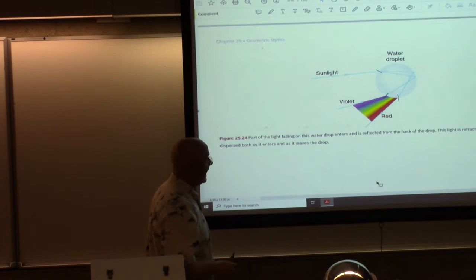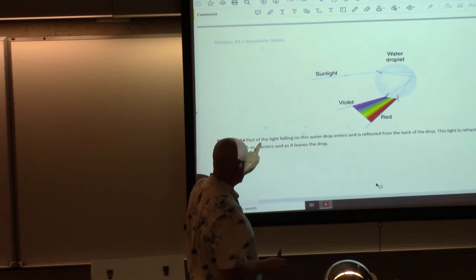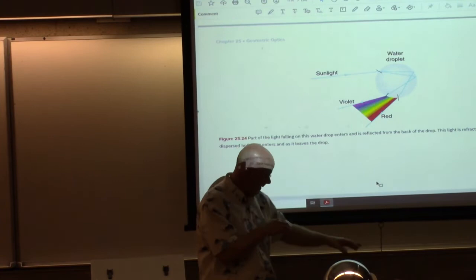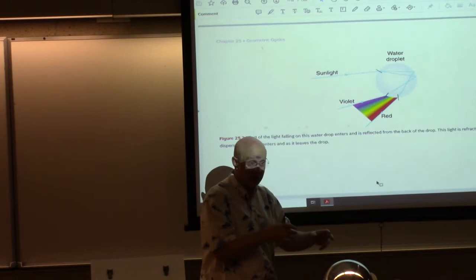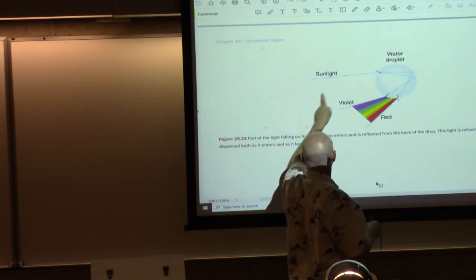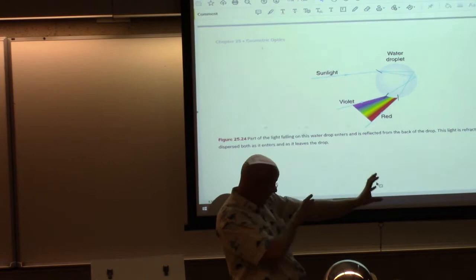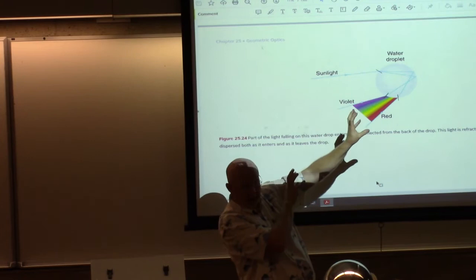And I would say, if I'm standing right here, I would see violet light. Sadly, I wouldn't see the red light. The red light would be landing in front of me. However, usually in a rainstorm, there's another droplet above it. And the red one from that would go to my eyes. So I get the violet light from this raindrop that's a little low, and I get the red light from the raindrop that's above. And I get the whole spectrum.